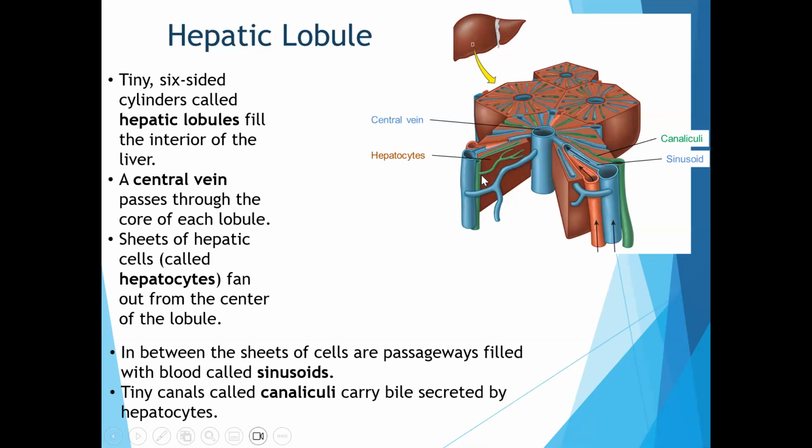So in between these sheets, we have sinusoids. If you remember from our blood vessel chapter, we talked about sinusoidal capillaries and how they have larger openings and they're very permeable. This is what allows for a lot of exchange in terms of waste products. And then there's also these green guys here, your canaliculi. They carry the bile that is secreted by hepatocytes, and they are carrying that to the gallbladder.